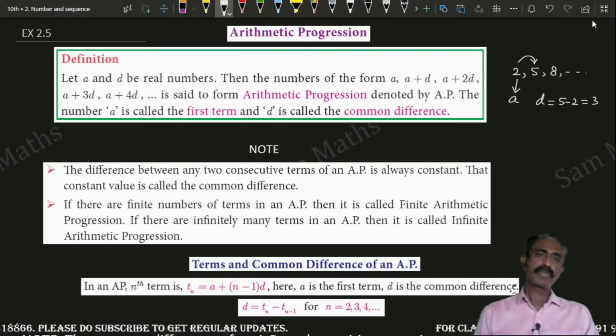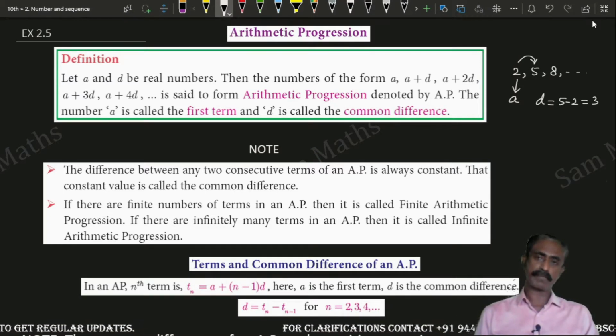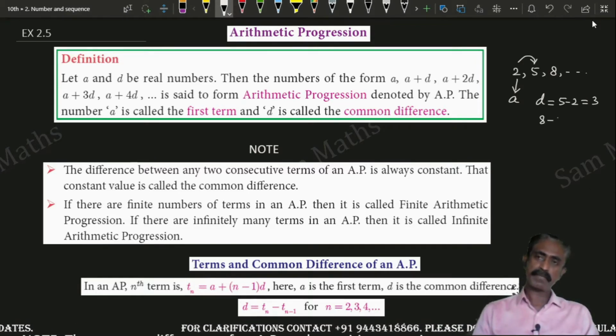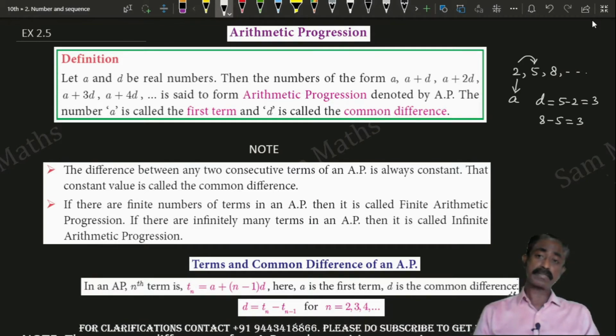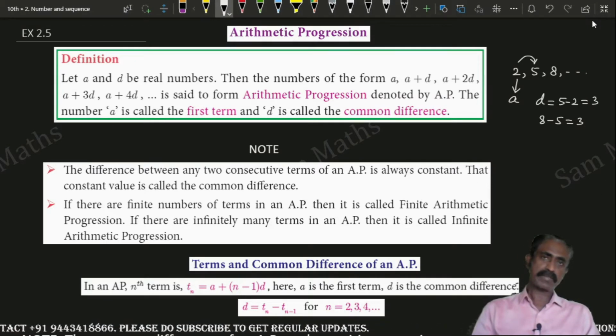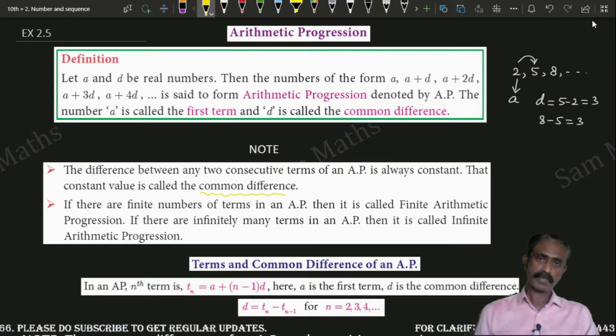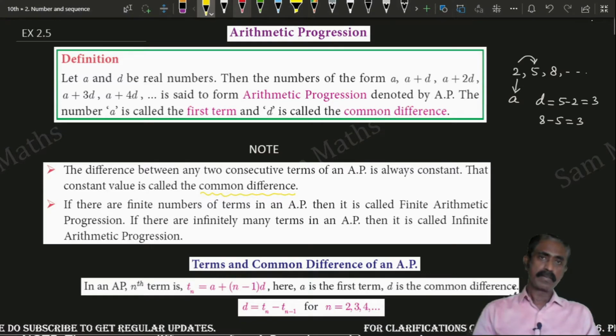Note, the difference between two consecutive terms of an AP is always constant. In the previous example, if you want, you take 8 minus 5. That is also 3. It will always be constant. That constant value is called the common difference. Okay, students. Next.